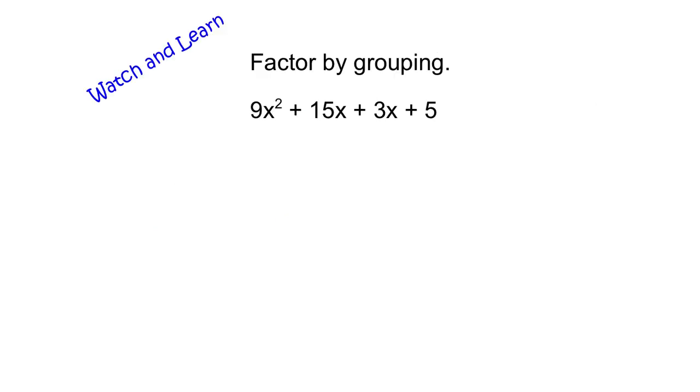I'm going to change things a little bit here. We're going to do what's called factor by grouping. So here I have an expression, 9x squared plus 15x plus 3x plus 5, and I'm going to factor by grouping. Now this particular skill, factoring by grouping, is going to come into play a little bit later in the next few lessons, but I'm going to introduce it now so that you have a solid footing when you see it later.